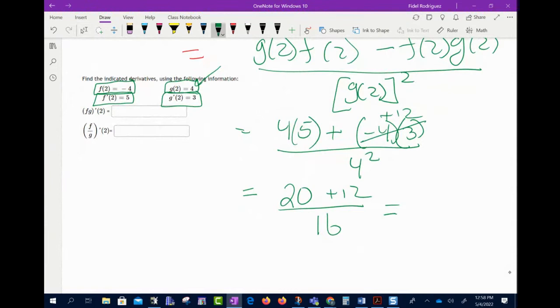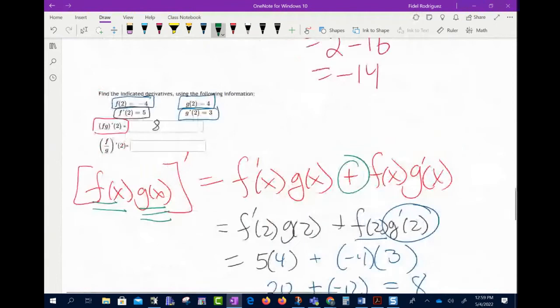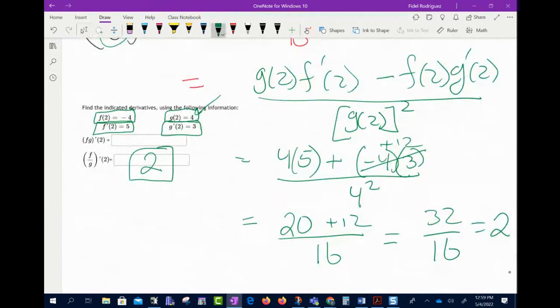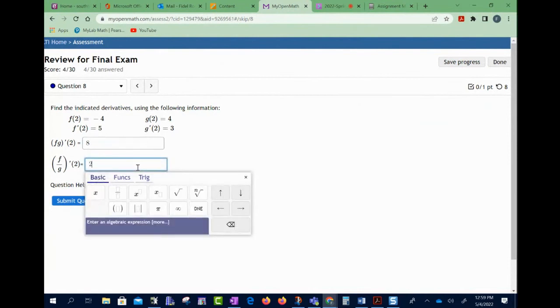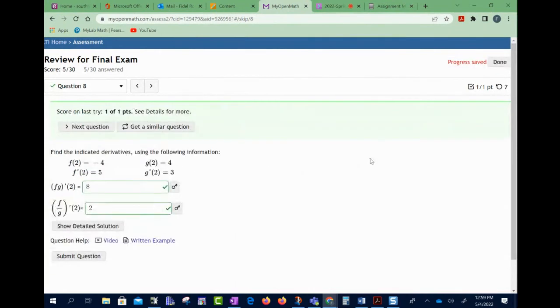So 20 and 12 gives me 32. Divided by 16 is just going to leave me with a 2. Okay. So for the bottom one, we got a 2, and for the top one, we came up with an 8. Okay. So look, y'all, I'm going to just scroll back over here, and I'm going to put an 8 and a 2. So 8 for there, 2 for there, submitted. Hey, and we're doing okay, right?